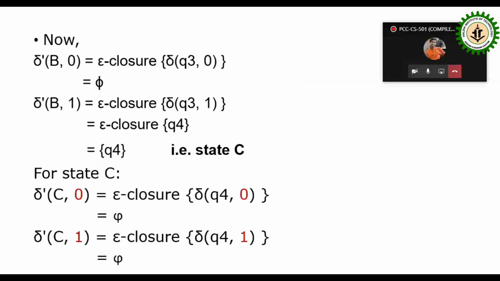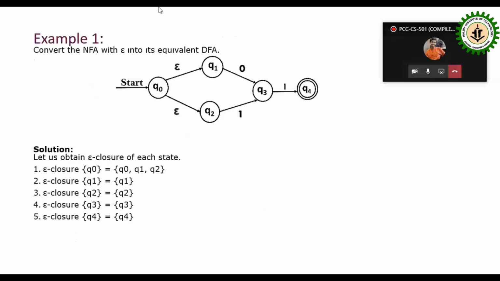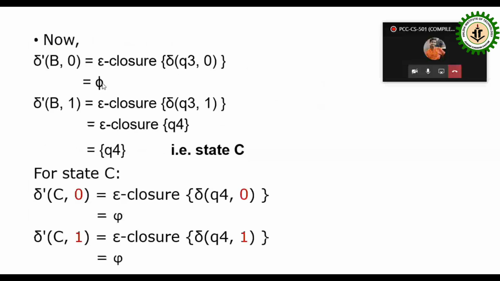Next, from B, now for 0 and 1 input. B means Q3. For 0 input, we cannot reach anywhere, so that is phi. For 1 input, where can we reach? Q4. So that is written here: for 0 input, we cannot reach anywhere, so that is phi, and for 1 input we can reach Q4. That is the state C.